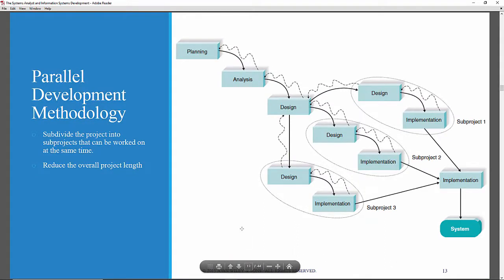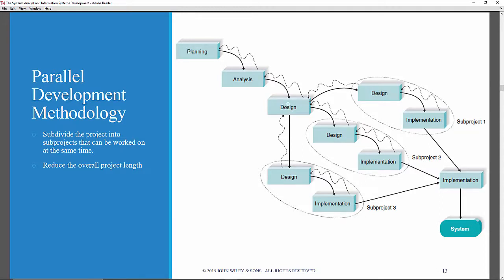Now, the second so-called structured development methodology is the parallel development methodology. This is a variant of the waterfall approach and largely came about as an attempt to reduce the overall project length. What you do in this methodology is, again, go through a formal planning phase, produce those deliverables, go through a formal analysis phase, produce those deliverables, but then you produce just a general design for the entire system. You don't go into all of the design details for all of the subsystems, sub-projects that are part of the overall system.